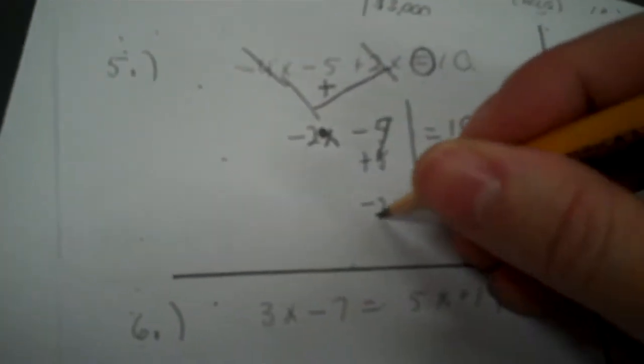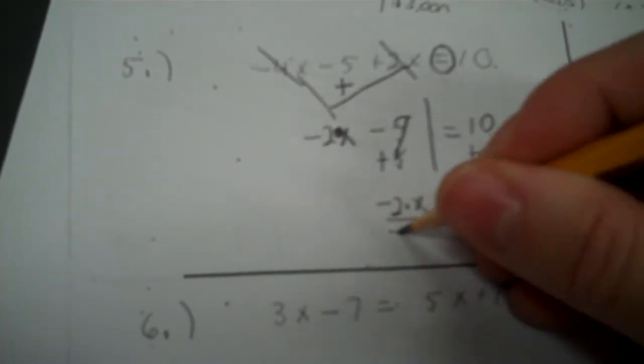Now I got to solve for x. So the opposite of times is to divide by -2. So I have x. And 15 divided by -2 happens to be a decimal, which is okay. -7.5.